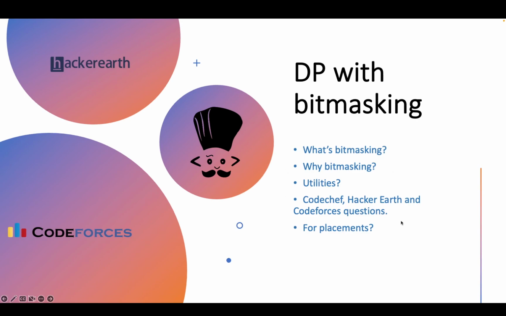In this particular session, we're going to talk about DP with bitmasking. So, firstly, I'll talk about what bits are, how a computer represents data in terms of bits, and then how we can exploit that to reduce the time complexity and the space complexity of our programs. So, let's get started with what bits are in general.